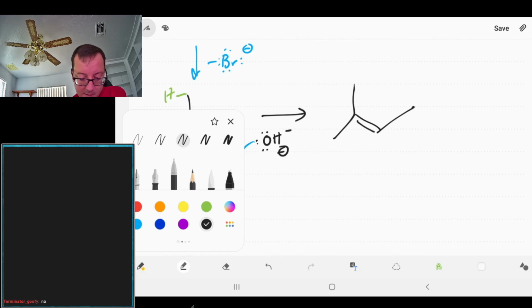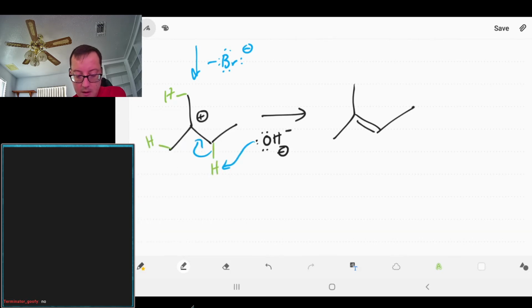So that's the mechanism for an E1 reaction. We will make our carbocation, maybe rearrange it as necessary, and then we'll eliminate to make our product.